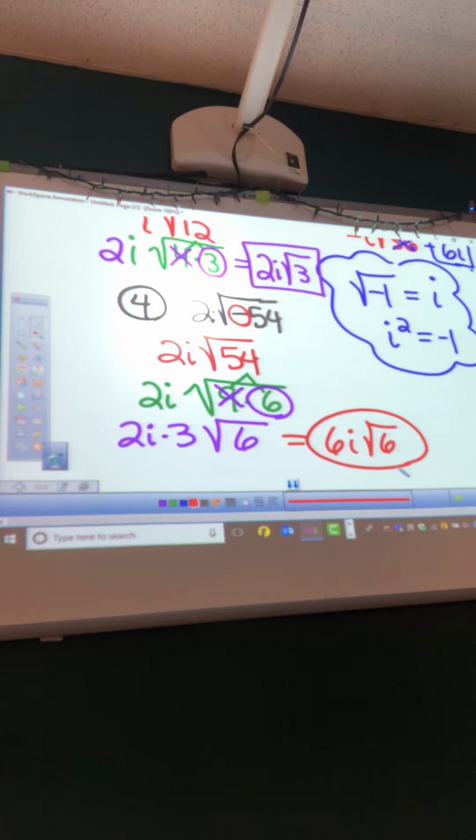So, we just learned that a square root of a negative is an imaginary answer, and then we break down our radicals like we normally would.